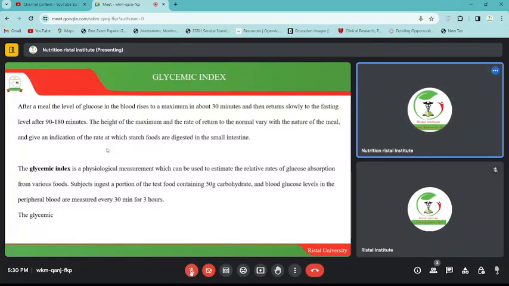So let's get into one of these examples here. If a subject ingests a portion of the test food containing 50 grams of carbohydrate, and the blood glucose levels in the peripheral blood are measured every 30 minutes for 3 hours.